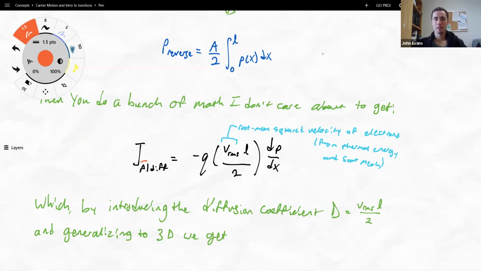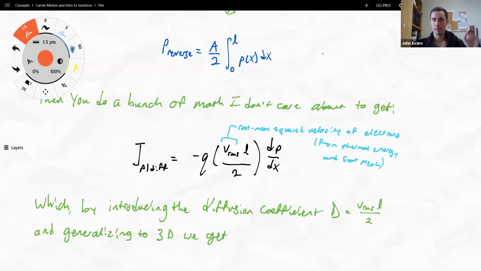In this case, we're looking at just the p-type, so we're just looking at holes, and it is equal to the negative fundamental charge multiplied by V_RMS, which is the root mean squared velocity, which you can get from the thermal energy and statistical mechanics, multiplied by L, which is your distance, divided by 2. And then you multiply that by the derivative of the carrier concentration with respect to x. So that's in one dimension.